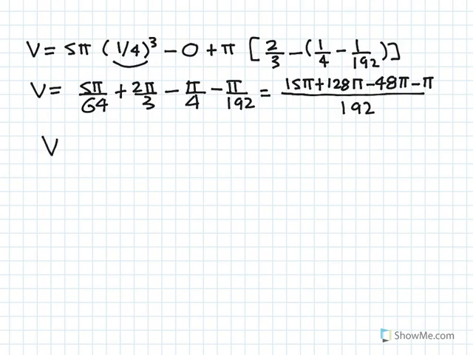If we simplify this, we get volume is equal to 94 pi divided by 192. If we decimalize this, it's approximately 1.54 units cubed because it's a volume. All right, thanks.